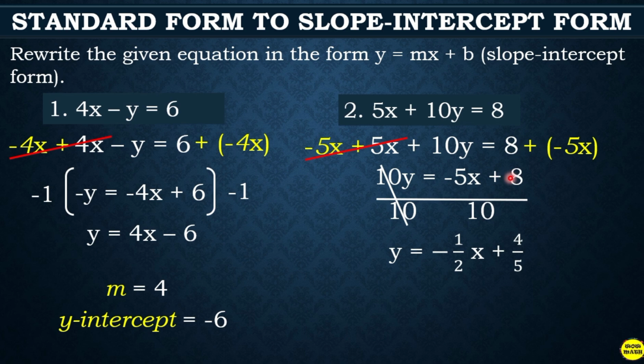And then next, so 8 divide 10, so we can still get the lowest term. So 8 divide 2, that is 4. And then 10 divide 2, that is 5. Bakit siya positive? Kasi same sign sila. Ito, negative kasi different signs. Okay, so what is now your slope? Ang slope natin is your m, yung katabi ni x. So that is negative 1 half. Your y-intercept is 4 over 5. Okay. So, kapag plus ito, your y-intercept is positive. Kapag minus ito, your y-intercept is negative.